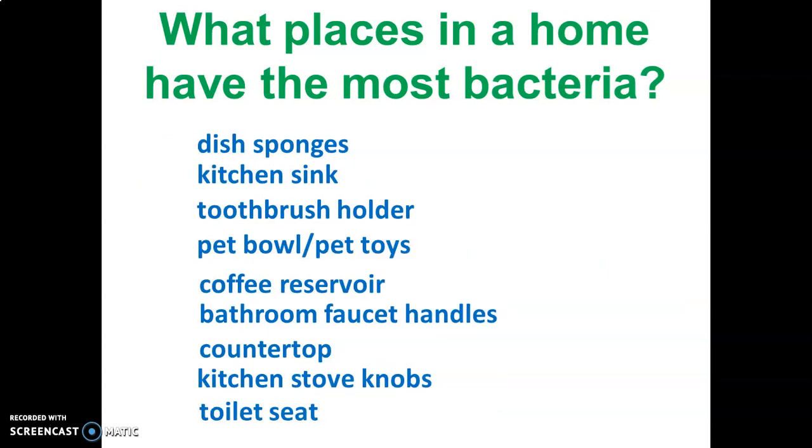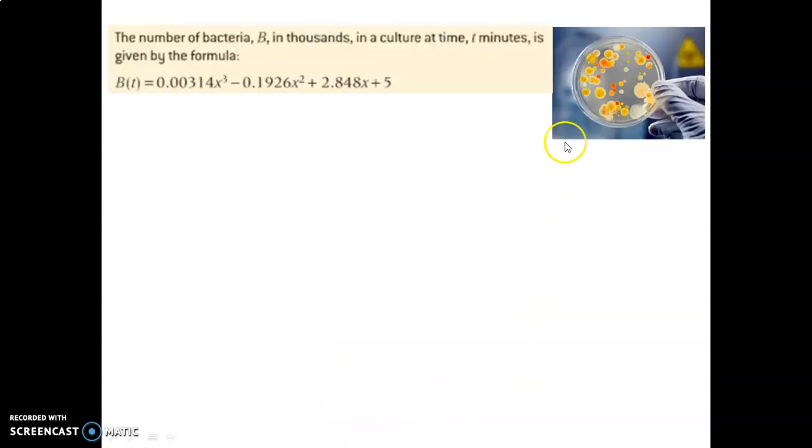Let's check the list. As you can see, things that you would consider very clean, like a dish sponge or kitchen sink or your toothbrush holder, are actually at the top of the list with the most bacteria. And something like the toilet seat, which you might assume is very dirty, well, it's not dirty with bacteria. Let's keep going. So now we have a problem to do with bacteria.